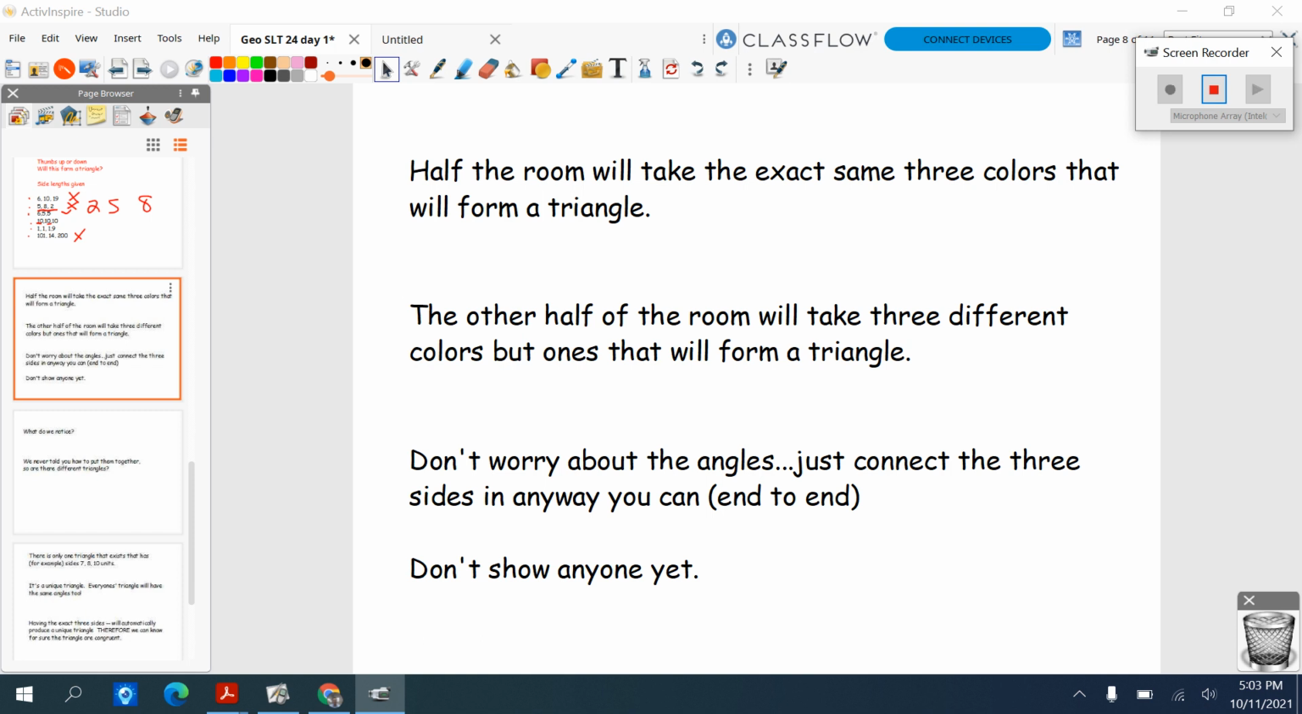What I want everyone to do, without showing anyone how you're connecting it, is I don't want you to worry about the angles, and I don't care how you connect it, but I just want everyone to connect the 3 sides in any way that you want, okay? Don't show anyone yet, but go ahead and do that, okay?